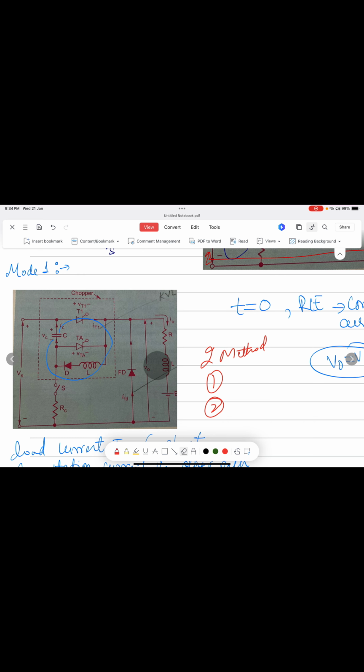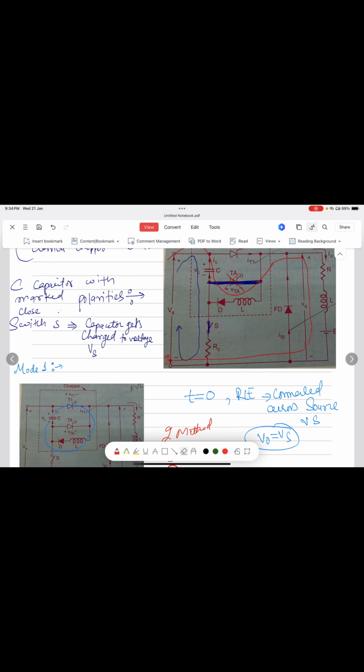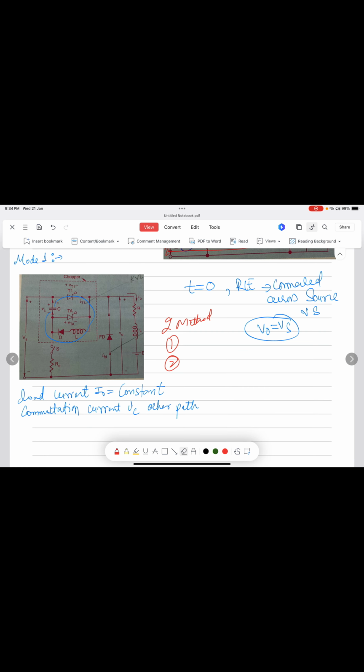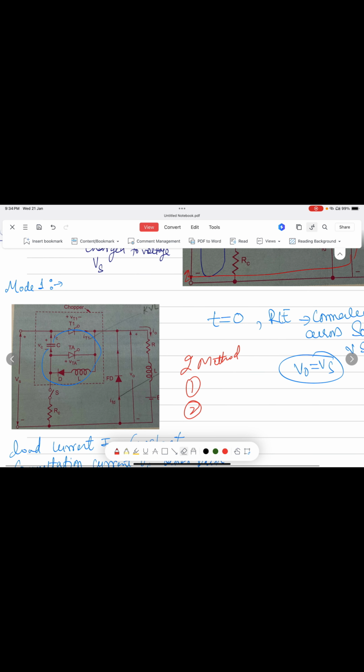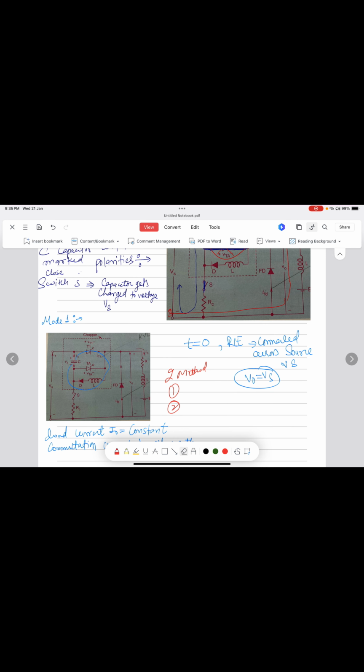So we will discuss how it works. There are 4 modes of operation, and we will discuss them one by one. In mode 1, the main thyristor is triggered at t equal to 0, and the RLE load gets connected across Vs, that is the source. Then the load voltage V naught is equal to Vs. So when it is connected, the output voltage V naught is equal to the supply voltage.